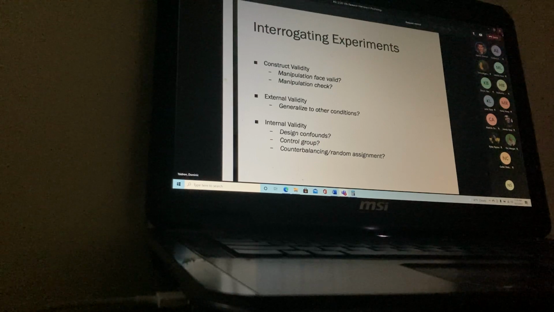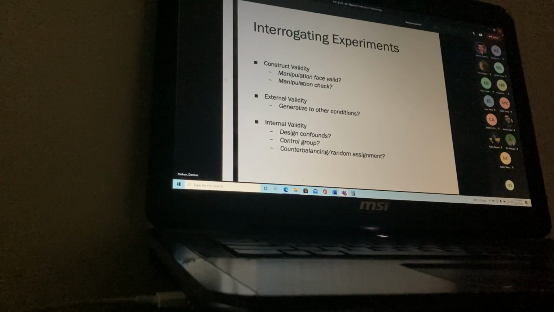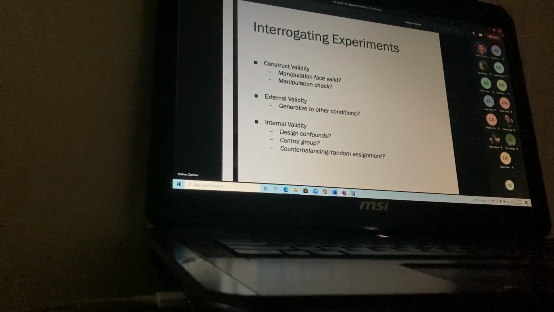We're also thinking about internal validity. Even though experimental designs have some of the highest and strongest internal validity, we still want to be thinking about confounds, right? Order effects, practice effects. We still want to be thinking about the control group. Is it really a control group, right?